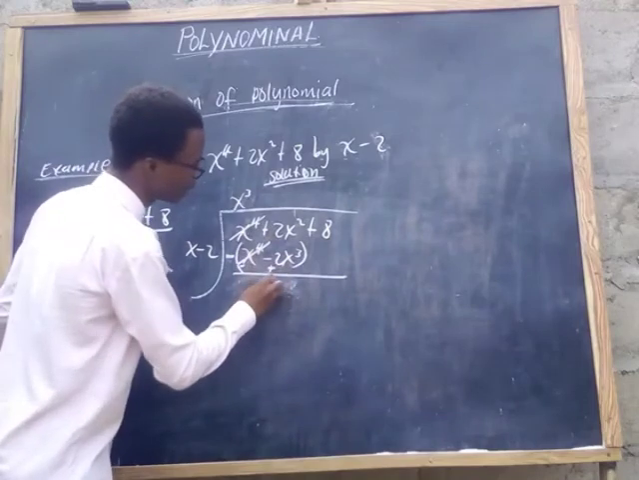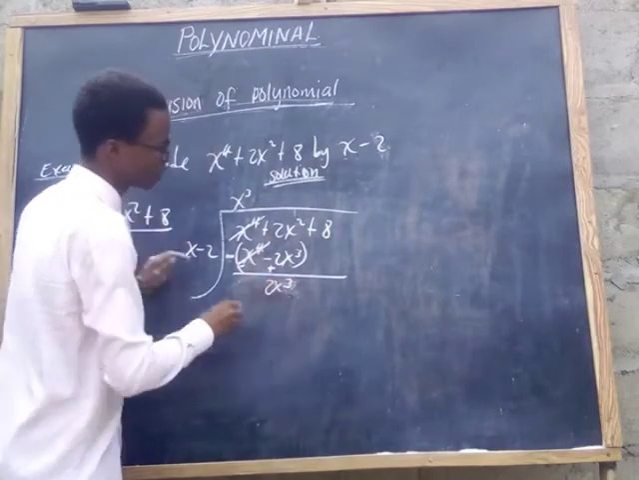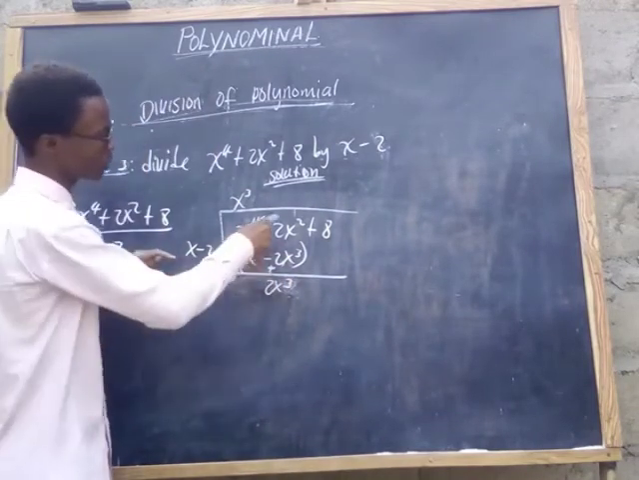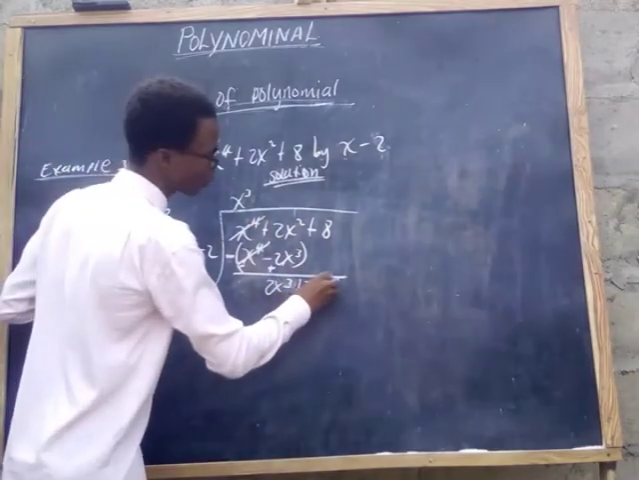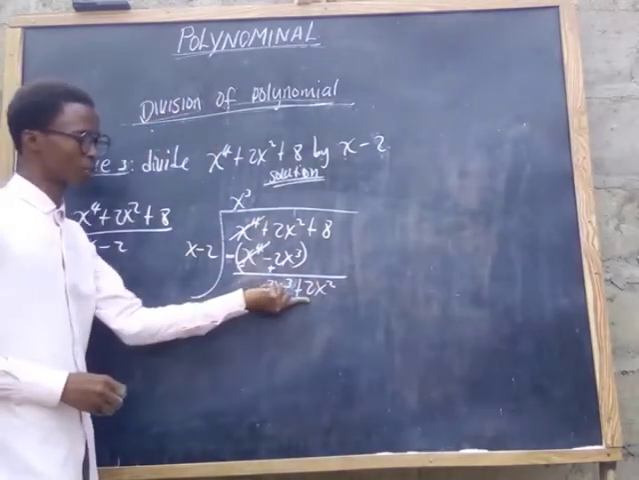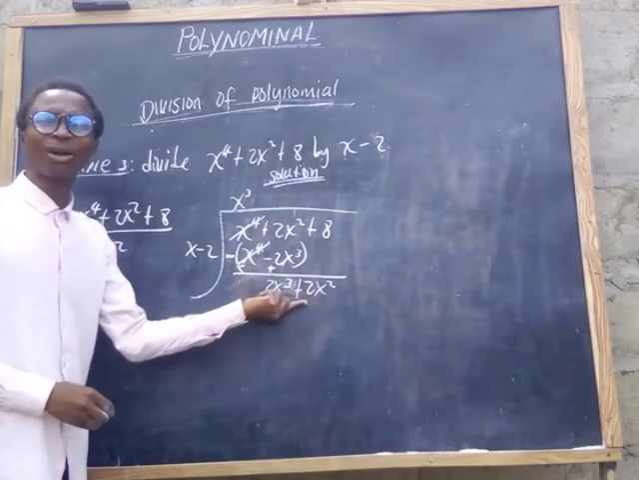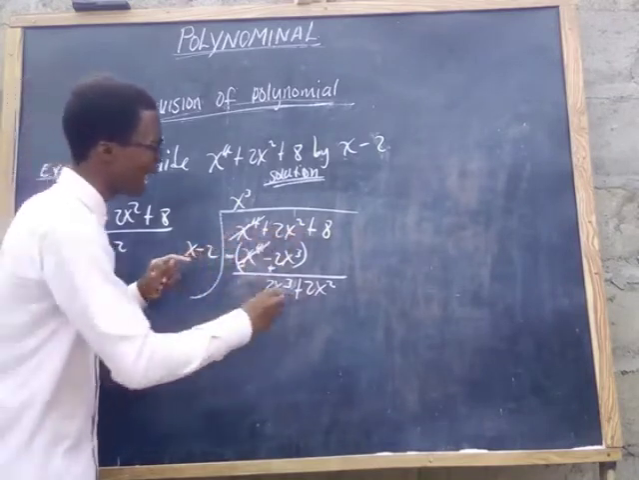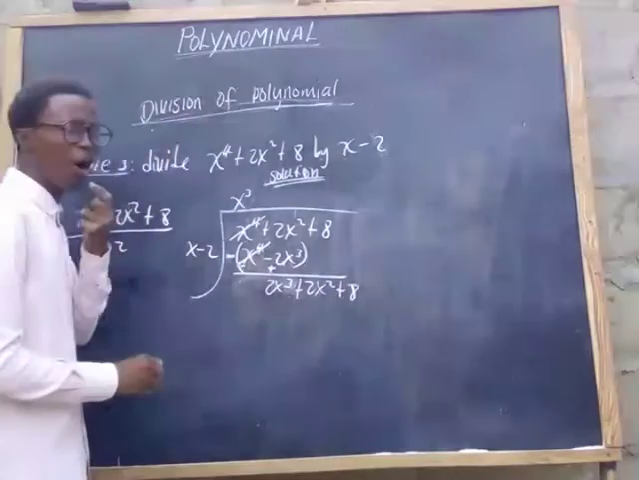So what are you supposed to do? You say 2x cube is not minus, but it's plus, right? Plus 2x square. These are not like terms. That's why we do not add them. So what is here? Plus 8. I hope you understand.